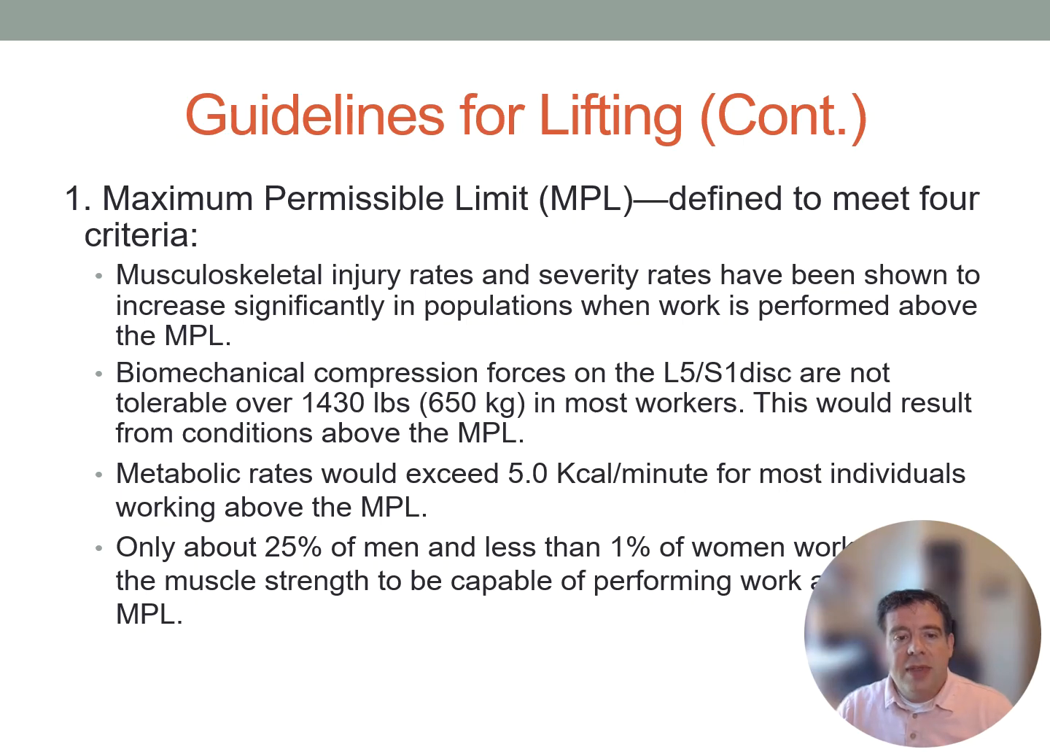And then these are some of the guidelines that we have. So we're looking at that L5S1 joint. There's compression factors that we're thinking about, how much we should be able to tolerate. So these are just giving examples. On this one, it says metabolic rate at 5 kilocalories per minute for most individuals. So that's quite a bit. If we're walking, that's probably about 2 kilocalories. And so 5 is quite a bit.